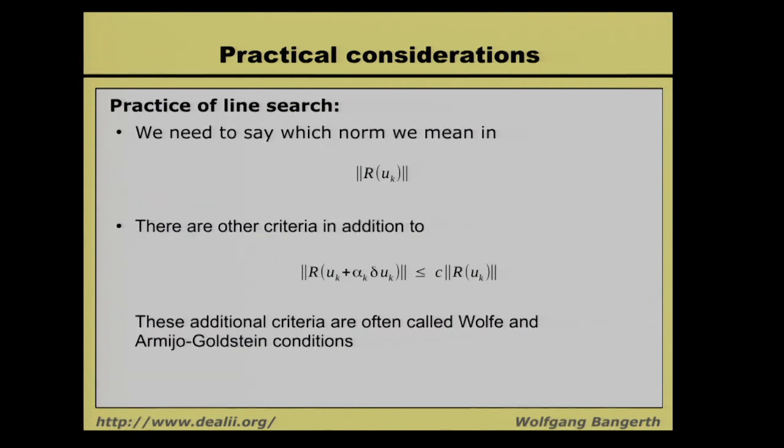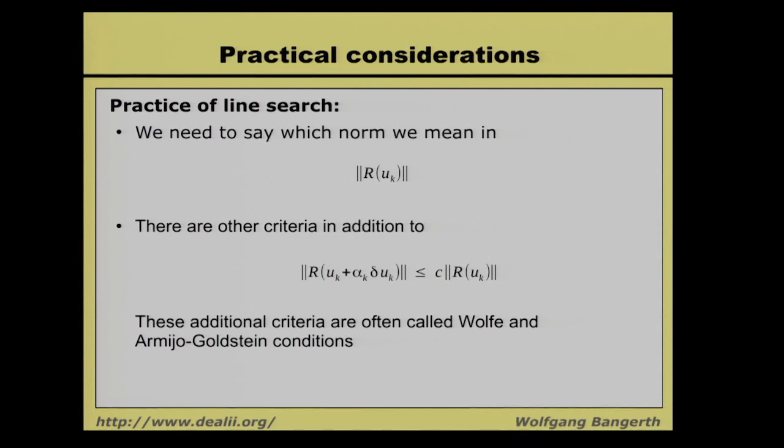In practice, there are other criteria. If you go to the theory of optimization, you will find that there are other criteria that we have to satisfy for this to be a valid step length alpha k. They're called Wolfe conditions or Armijo-Goldstein conditions. I'm not going to go into too many details here. There's a whole theory about what works and what does not work.